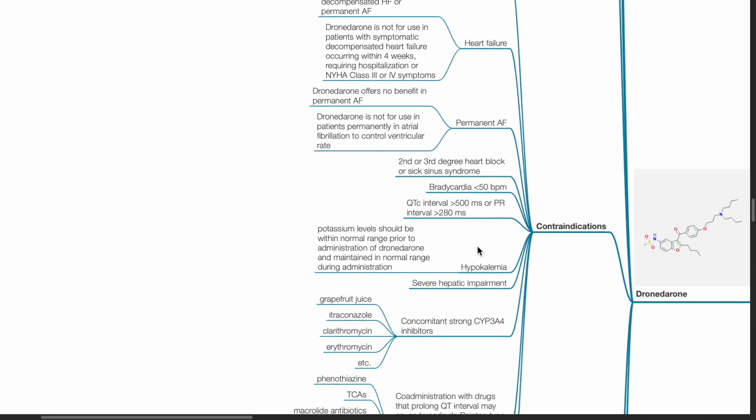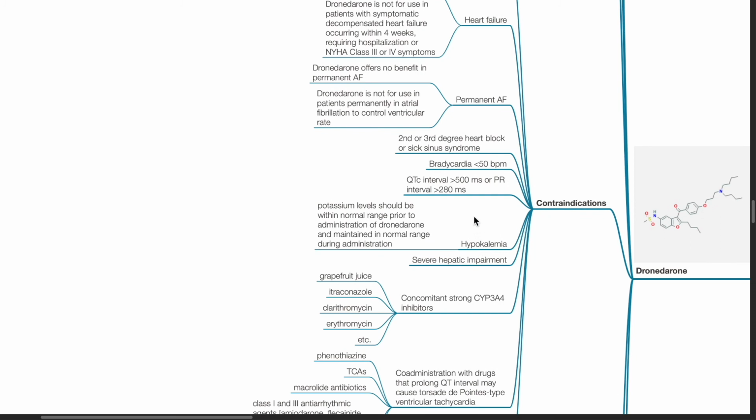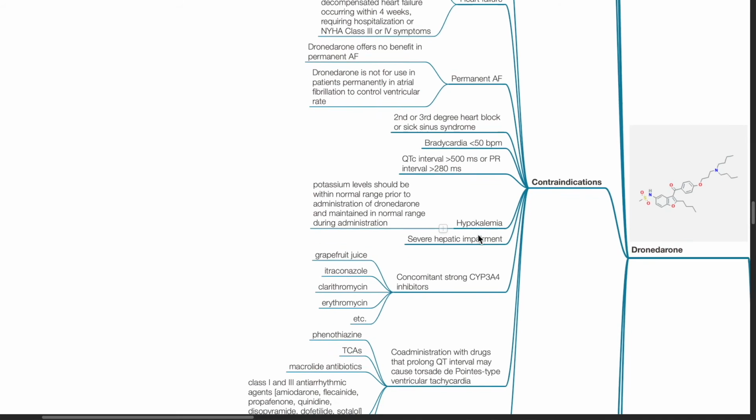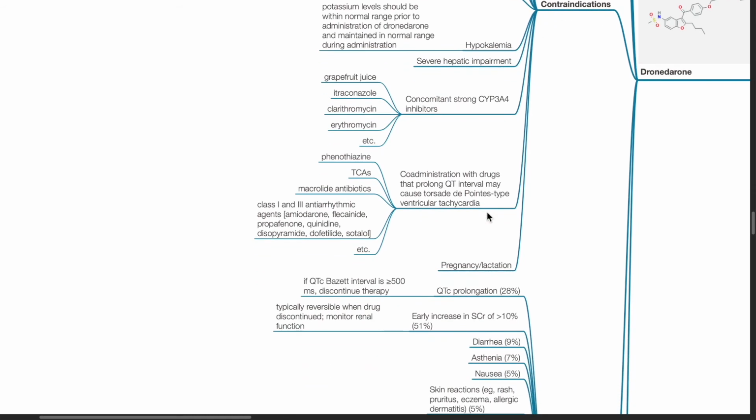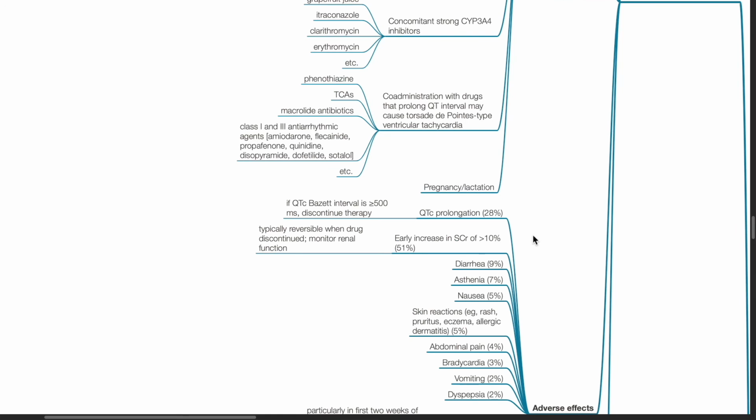Other contraindications include 2nd to 3rd degree heart block or sick sinus syndrome, bradycardia of less than 50 beats per minute, prolonged QTc interval or PR interval more than 280 milliseconds, hypokalemia, severe hepatic impairment, and concomitant strong CYP3A4 inhibitors such as grapefruit juice, itraconazole, clarithromycin, and erythromycin. Co-administration with drugs that prolong the QT interval may cause torsade de pointes, such as phenothiazines, TCAs, macrolide antibiotics, class 1 and class 3 antiarrhythmic agents, etc. Pregnancy and lactation is another contraindication.